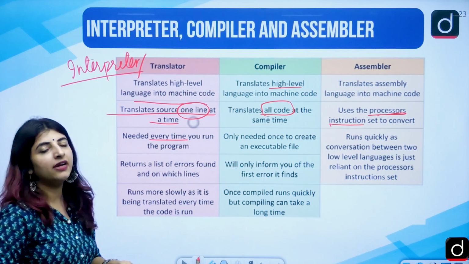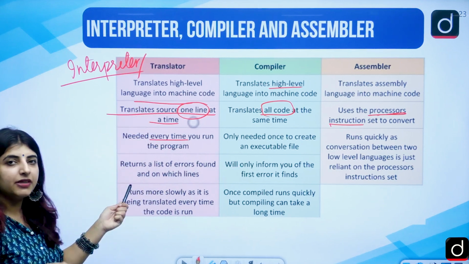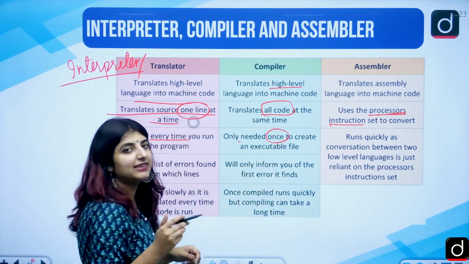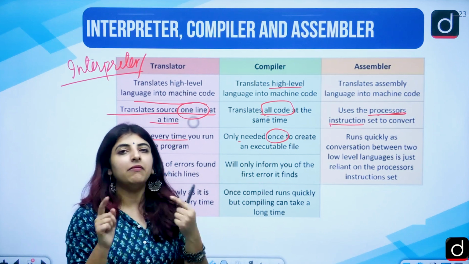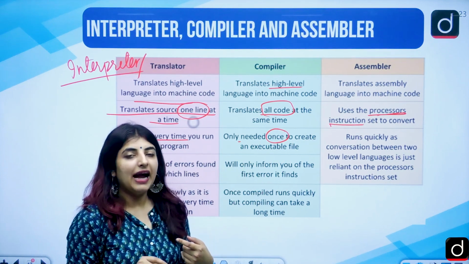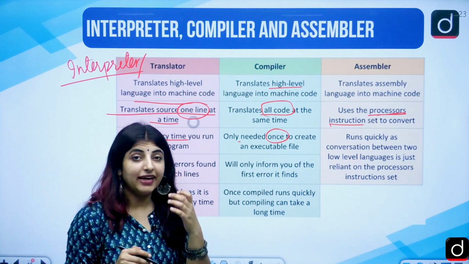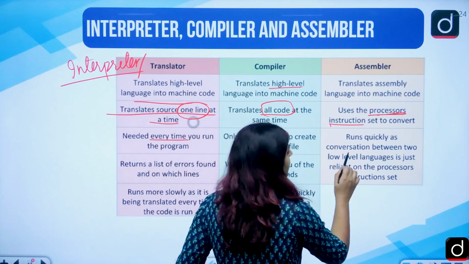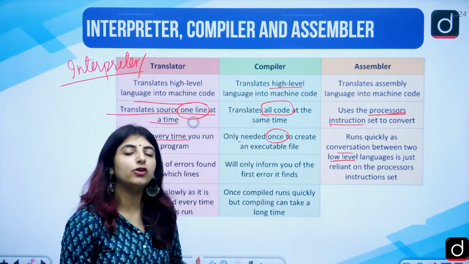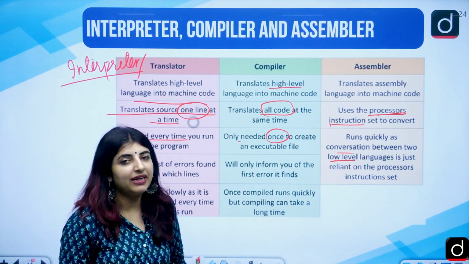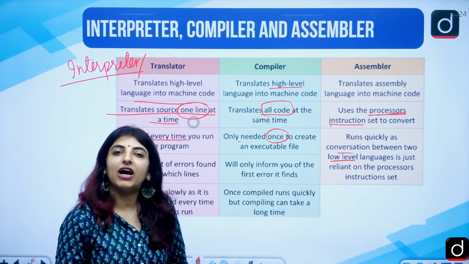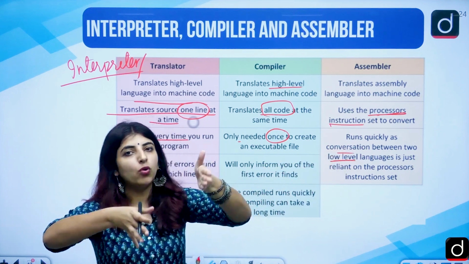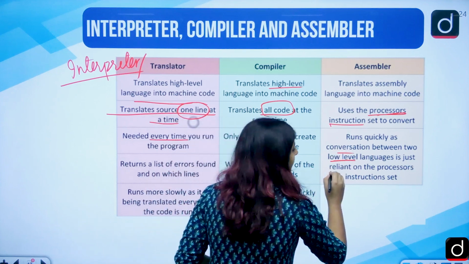Needed every time you run the program. The interpreter is needed every time, but here you only need the translator once to create an executable file, and then you come back time and again and execute that very file. If you created an executable file, it will keep on opening. It runs quickly as it is a conversation between two low level languages. What are the two low level languages? Of course, assembly level language and machine level language. High level language is already there.